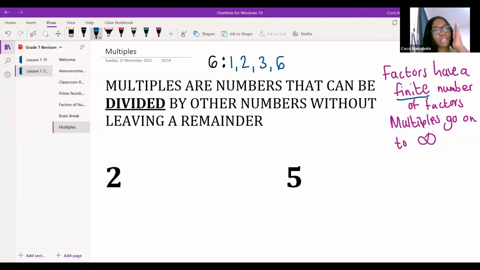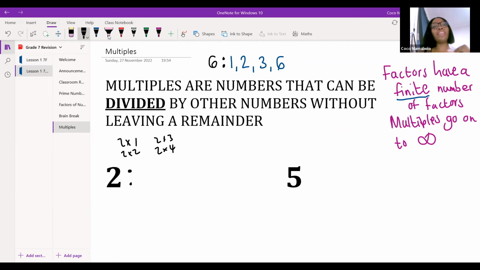Do you see how I started at 1 and I stopped at 6? I only have 4 factors for 6. But if I asked you, Sangye, what are the multiples of 2? I can go 2 times 1. I can also go 2 times 2, 2 times 3, 2 times 4. I can keep going. Do you see how I can continue going? I'm never going to stop, right? Yes, ma'am. I'm always going to get numbers.